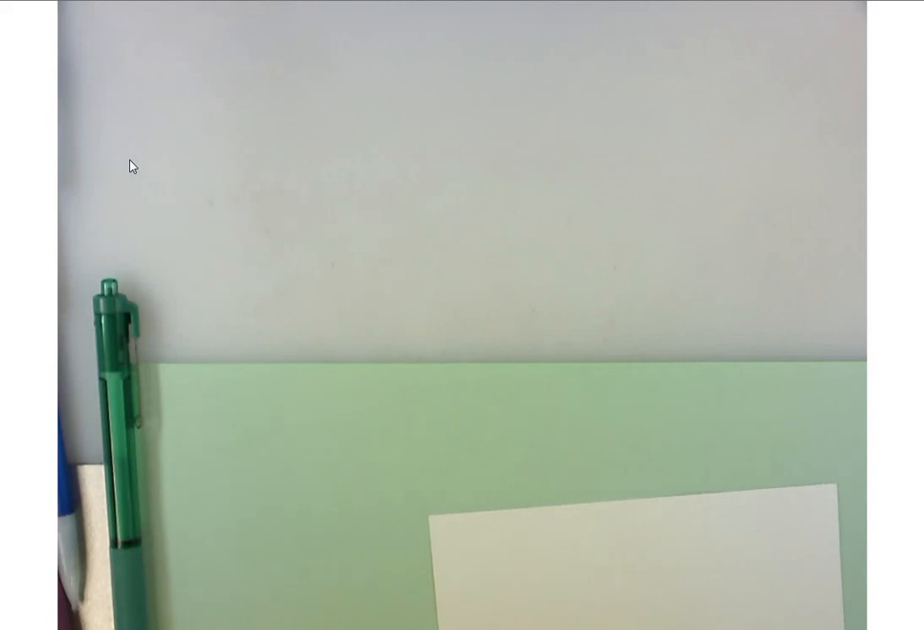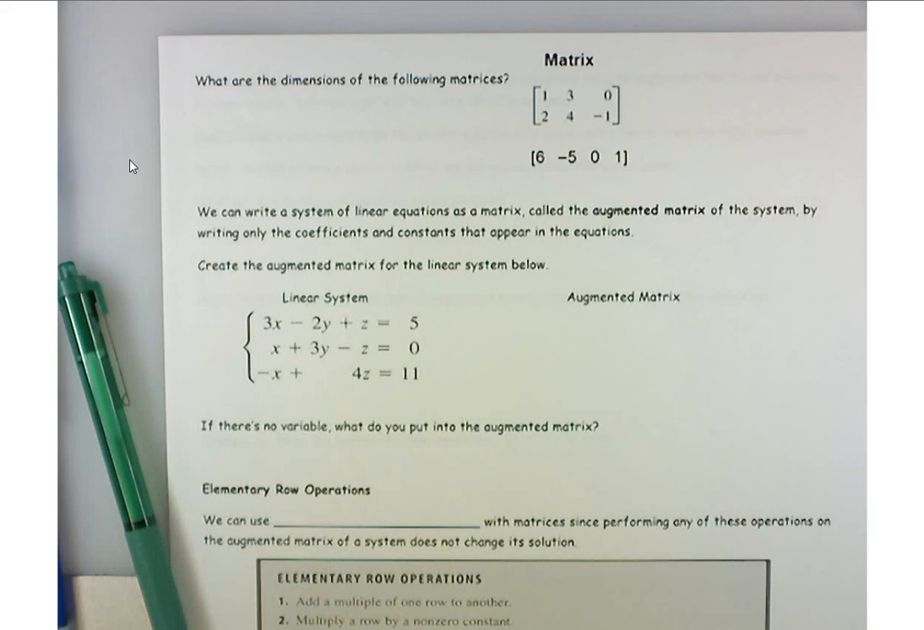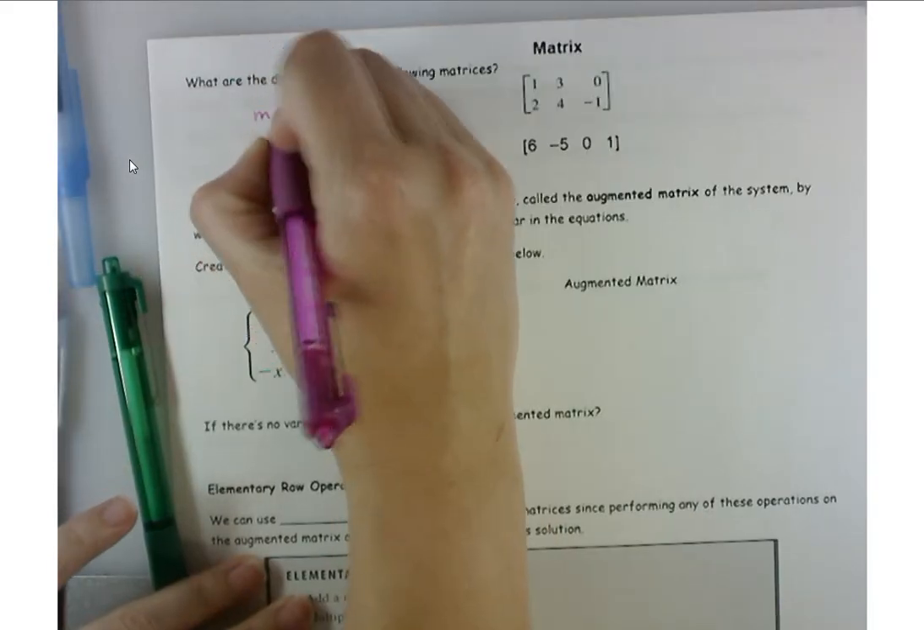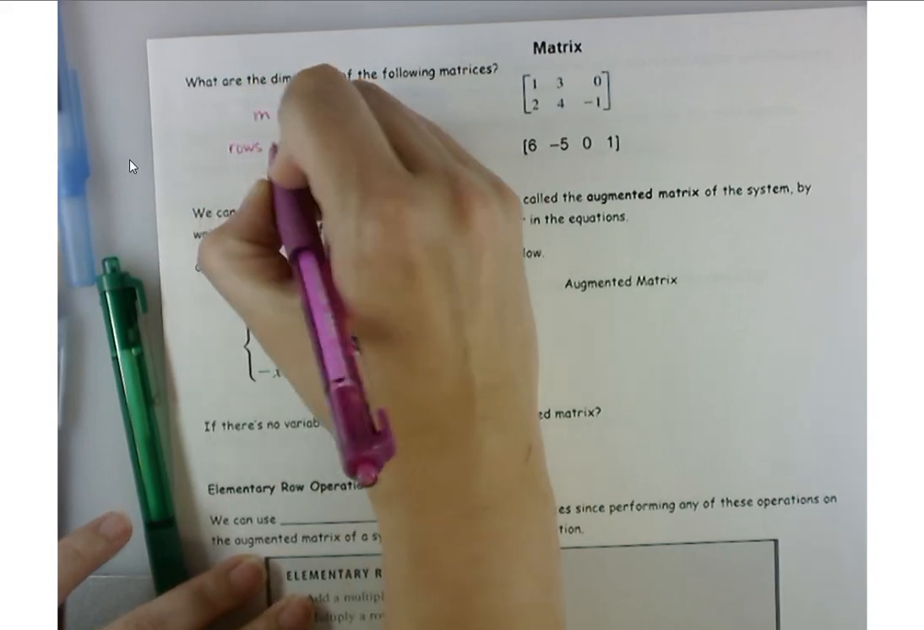All right. So on the next sheet, it says, "What are the dimensions of the following matrices?" Okay, so you're given a matrix, and then you have to write what the dimensions are at the side. If you know how to do that, go ahead and do so now. Remember that the dimensions are m by n, which are the rows by the columns.